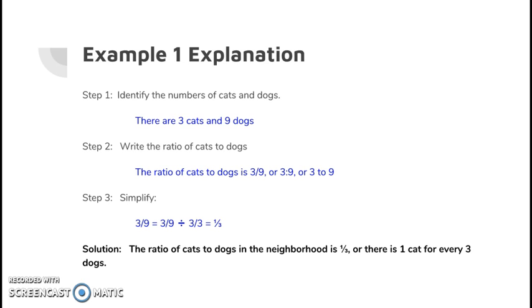We're going to be able to simplify that by dividing both 3 and 9 by the number 3, and it simplifies to 1 over 3. So the solution for this particular problem is the ratio of cats to dogs in the neighborhood is 1/3, or there is 1 cat for every 3 dogs.